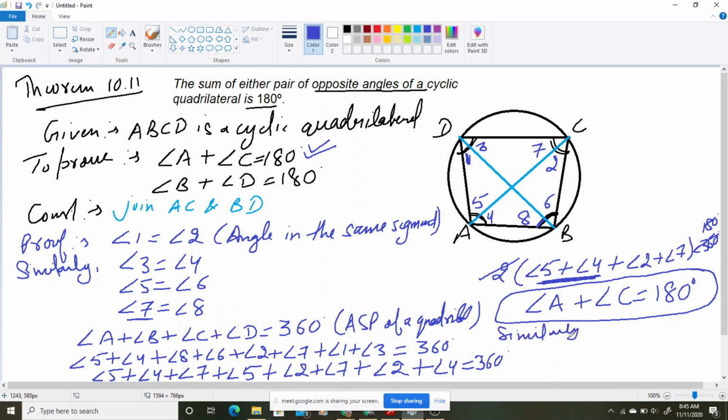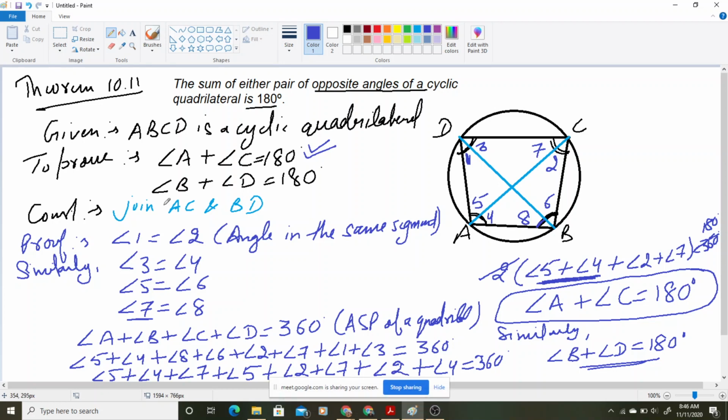And similarly we can write angle B plus angle D is 180. This thing also we can take. Angle A plus angle C is 180, angle B plus angle D is 180. So you need to focus on the things, angle in the same segments.